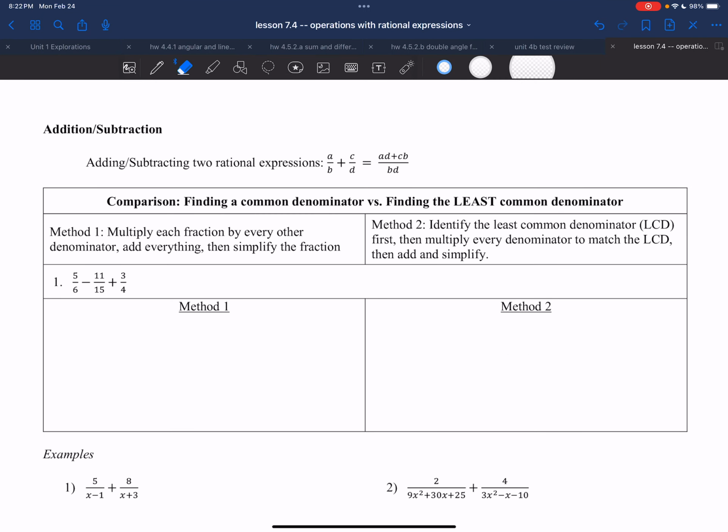Hello, everyone, and welcome to Lesson 7.4, Part 2 on addition and subtraction. So, picking up from where we are, we just covered multiplication and division. Now we're going to talk about how to add fractions.